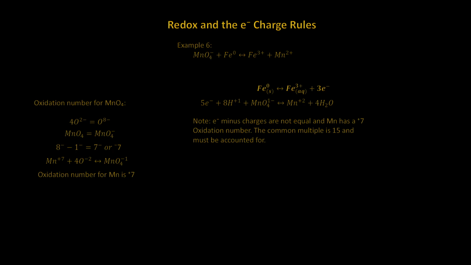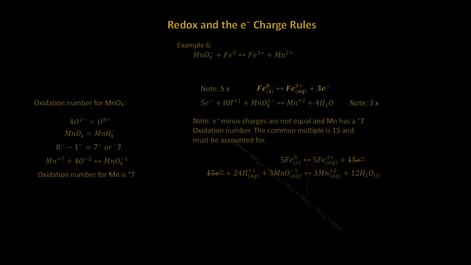The common multiple between the two reactions is 15, which must be accounted for in the final balanced equation. The iron reaction must be multiplied by 5 as shown, whereas the manganese reaction must be multiplied by 3. Canceling out the e- charges, the final balanced equation is as shown.